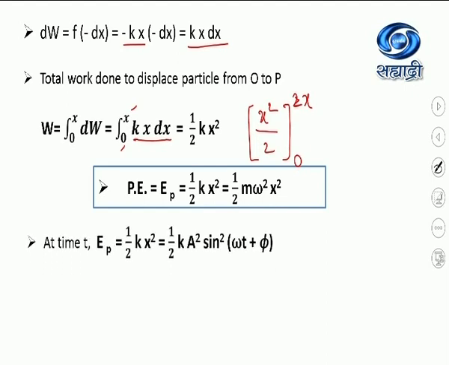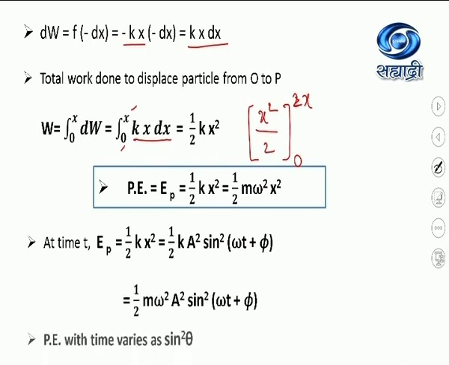On similar lines, the potential energy at time t can be calculated as half into kx square, where x is substituted as a sine of omega t plus phi. So we get the potential energy as half ka square sine square omega t plus phi. So here half ka square is constant once again, and conclusion wise the potential energy with time varies as sine square theta. So potential energy depends on displacement as well as on theta, that is omega t plus phi, which represents phase.